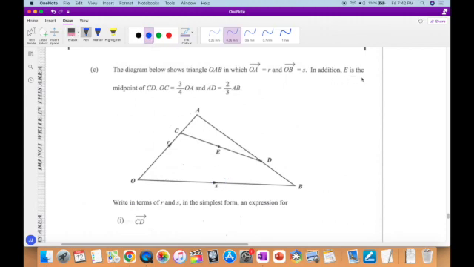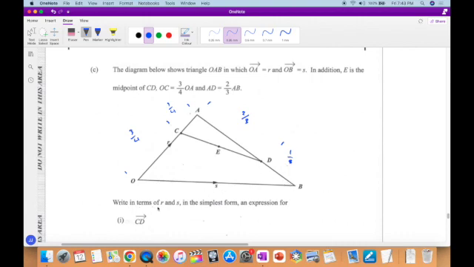In addition, E is the midpoint of CD. OC, O to C here, is 3/4 of OA. So if this is 3, then this will be 1. That's like a 3-to-1 ratio. If this is 3/4, this will be 1/4 of OA. And AD is 2/3. So A to D is 2/3, which means this will be 1/3 over here.